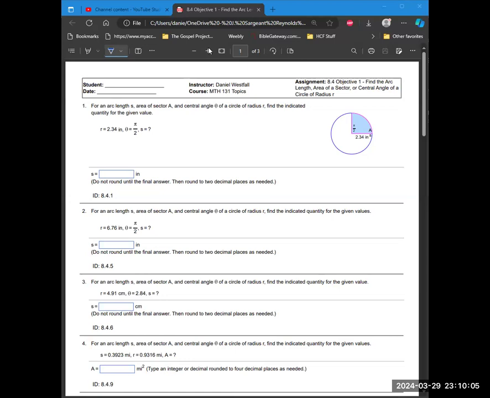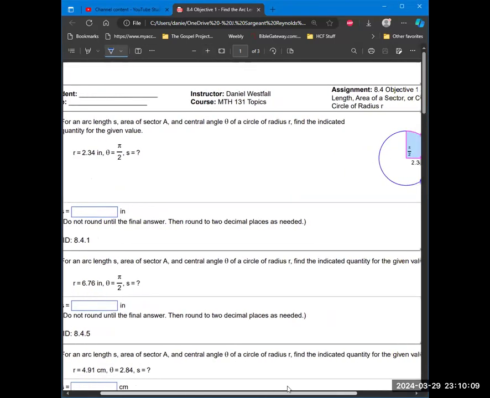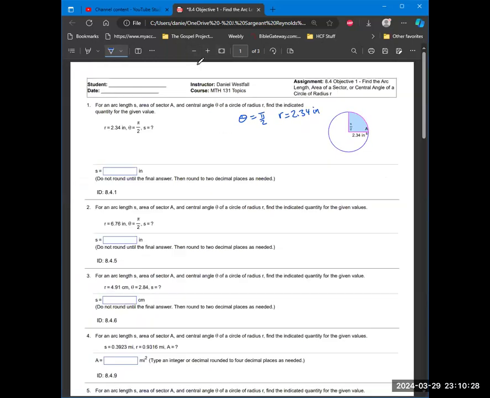You can zoom in a little bit so that you can see the circle a little bit better here, where they tell us that the angle theta is pi over 2. They tell us that r is 2.34 inches. Let's go ahead and find S, which is what we're being asked to find specifically, but let's go ahead and find A while we're at it. So S is equal to r times theta.